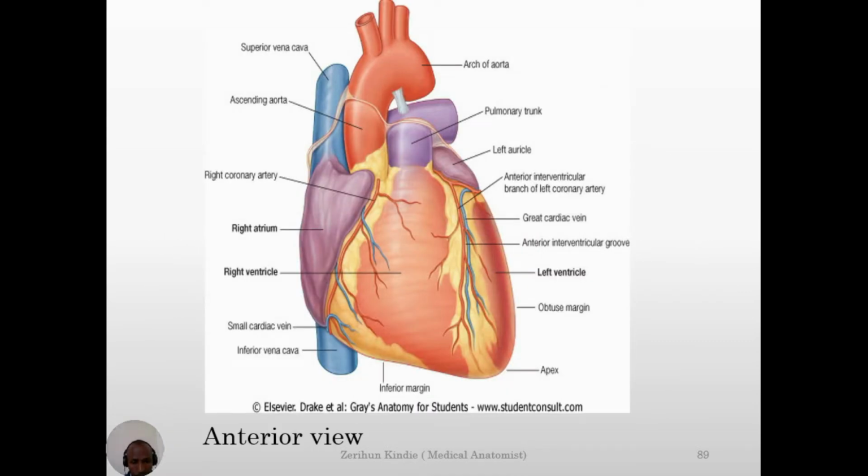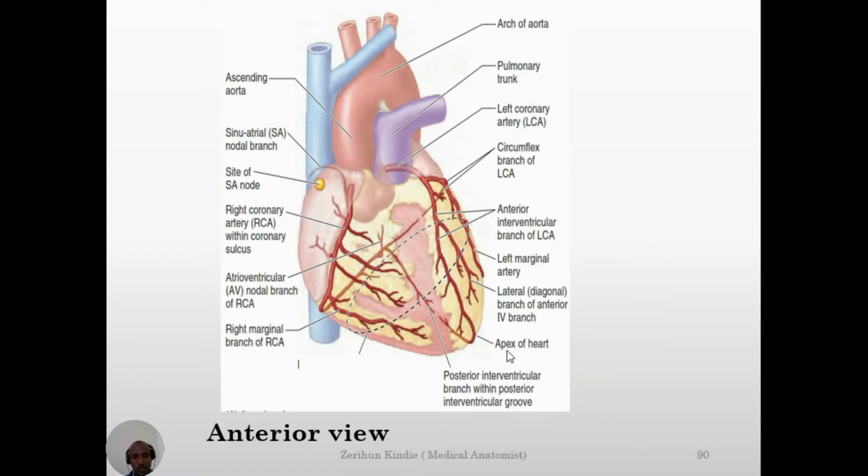Look at this picture. This is the ascending aorta. At the root of the ascending aorta, there is one artery. This is the right coronary artery, and this one is the left coronary artery, whose branch is called the circumflex artery. Anyhow, there are two branches, the right coronary artery and the left coronary artery. Look at this picture: this is the left coronary artery and this is the right coronary artery.